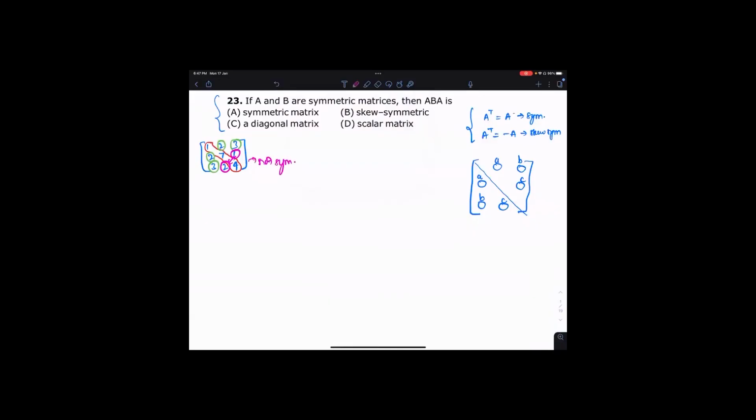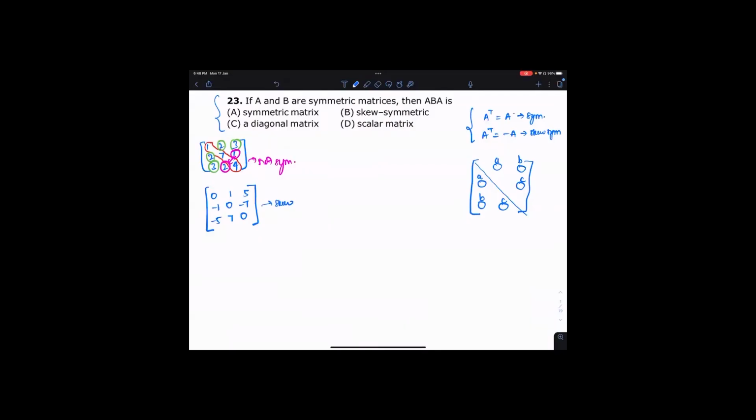In the same way, let me revise skew symmetric. For a skew symmetric matrix, the diagonal elements must be 0. And if I write, let's say, 1 here, the mirror element should be the negative of it. If I write 5, then minus 5. Minus 7, then 7. This is a skew symmetric matrix. Now, this is how you identify when the matrix is given.